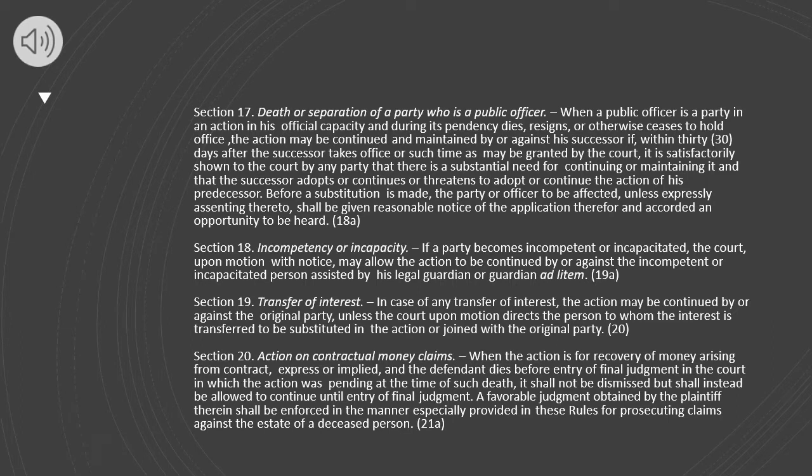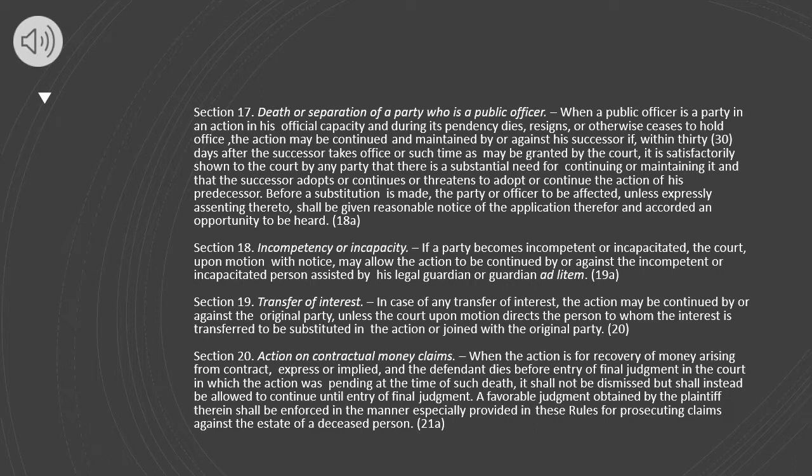Section 18. Incompetency or incapacity. If a party becomes incompetent or incapacitated, the court, upon motion with notice, may allow the action to be continued by or against the incompetent or incapacitated person assisted by his legal guardian or guardian ad litem.